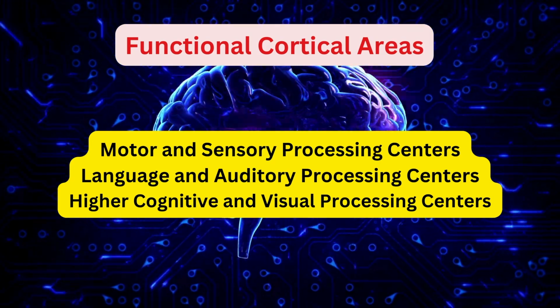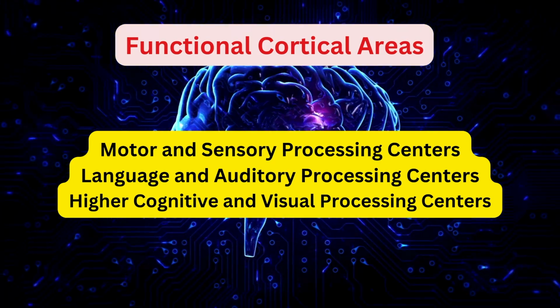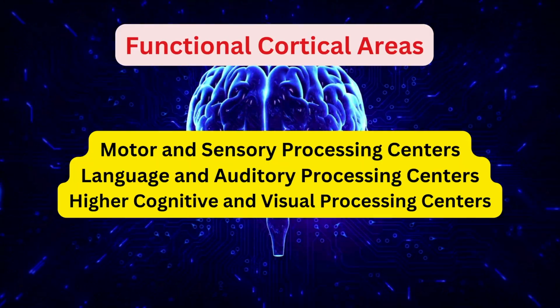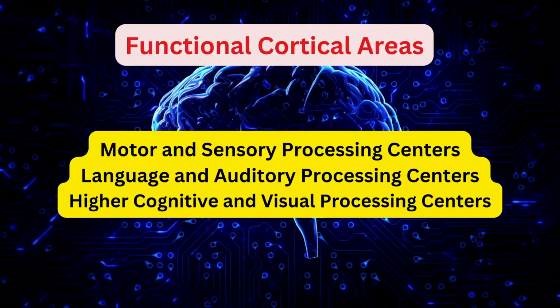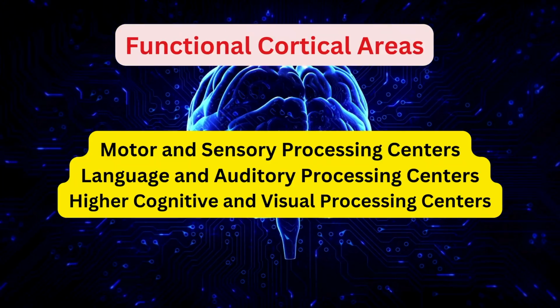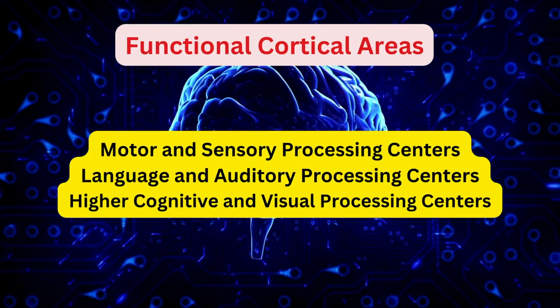Now that we've explored the major structures of the brain, let's examine the functional cortical areas, specific regions of the cerebral cortex that process sensory input, initiate motor function, and contribute to higher-order cognitive processes.